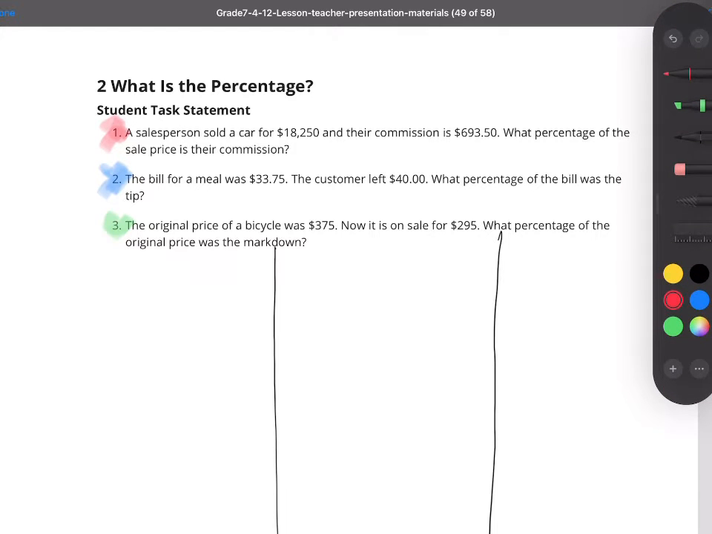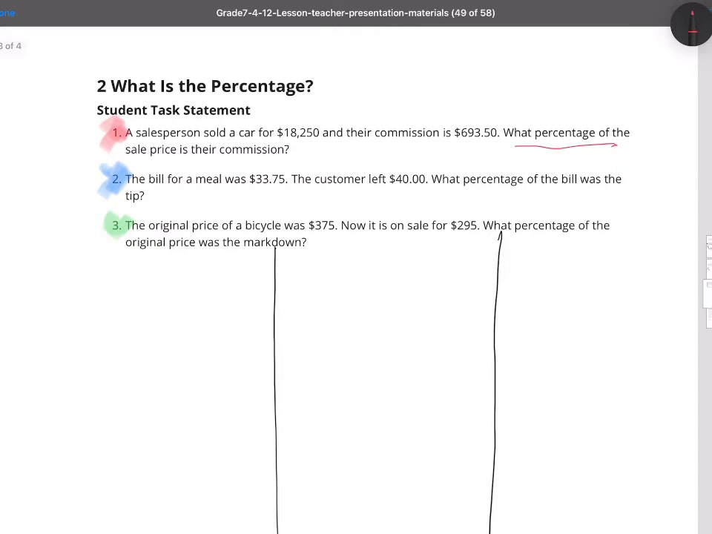It said a salesperson sold a car for $18,250, and their commission is $693.50. What percentage of the sales price is their commission? So I see those keywords. The percentage is actually missing because I don't see it. Do you guys see it? Because I don't.